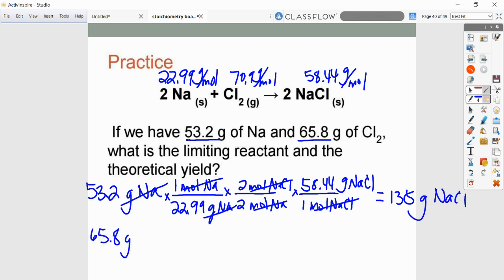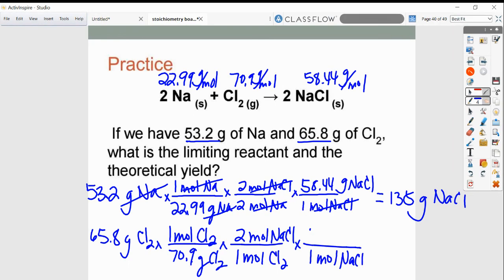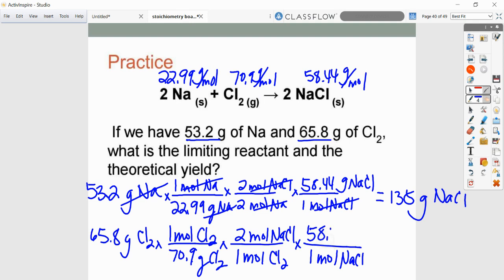Repeat the process for chlorine. Molar mass. Mole ratios. Convert to grams with the molar mass of NaCl. Make sure all of your units cancel. Multiply and divide across, and you would get 108 grams of NaCl.